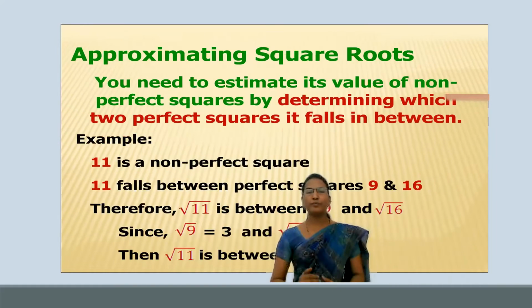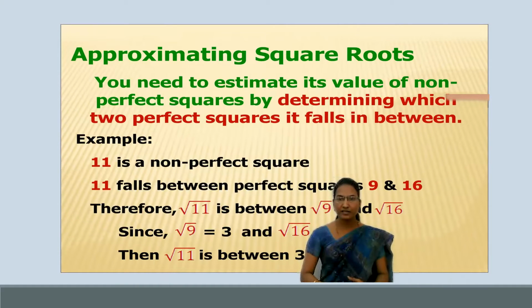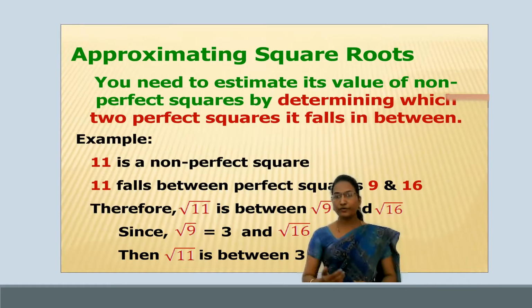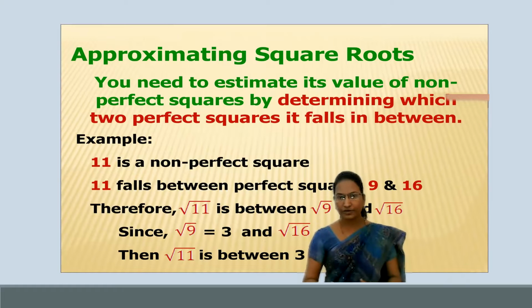So see here, approximation. What is approximating the square root? Generally, when we are finding the square root, you will get many decimals. After the decimal point, you will get many digits. If you want to find the approximate square root, you have to take only 2 digits after the decimal.